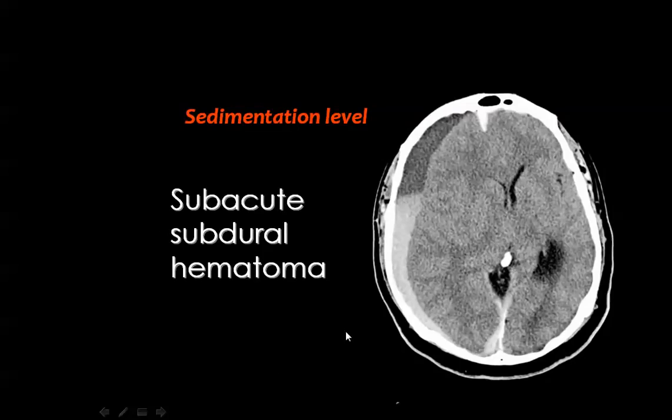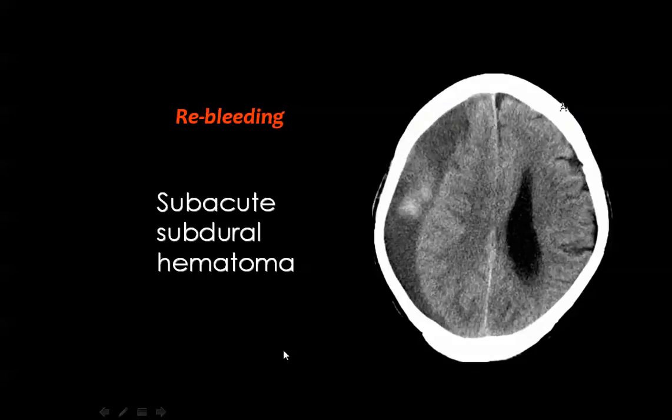And this is a good example of a subacute subdural hematoma on the right side with the characteristic sedimentation level and a considerable mass effect on the ventricle with shift of the midline structures to the opposite side. Also, you can easily identify the extension of the hematoma into the anterior as well as the posterior parts of the interhemispheric fissure or within the falx.